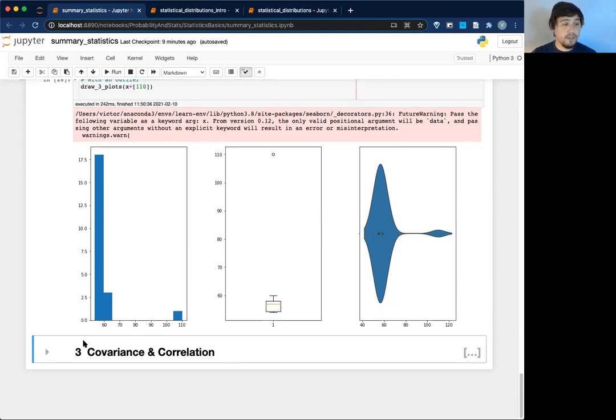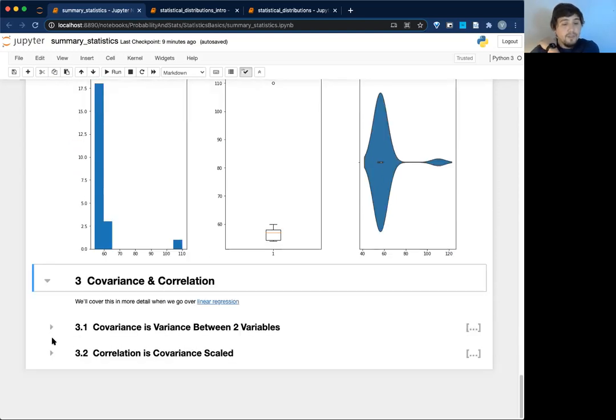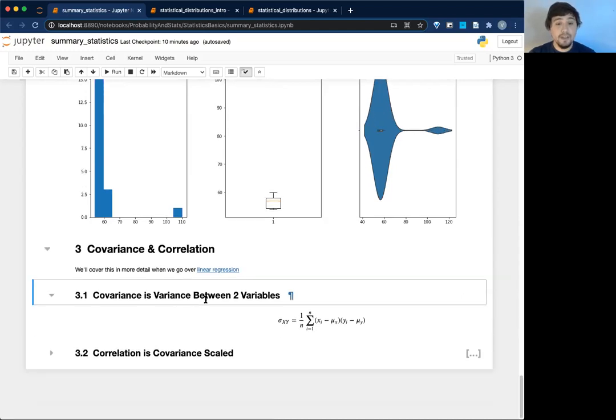There's another way to show this. So these are things that you can use in the future for your plots and stuff like that. And then finally, we've got covariance and correlation. So the idea of covariance and correlation is that we're relating it with other variables. We'll see a lot more of this in linear regression, which is at the end of this phase. But covariance is basically the variance between two variables. So you can see here, instead of having x minus the average, squared, we actually have x minus the average of all the x's times y minus the average of all the y's.